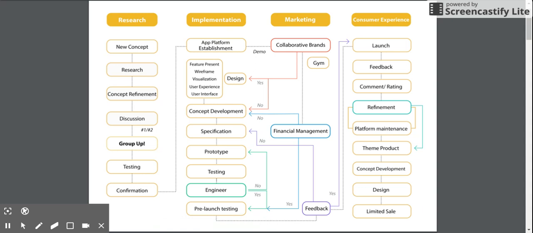In this unit, I have done some basic research about the enterprise model. As you can see, I separate this model into four pieces: researching, implementation, marketing, and consumer experience. So, start from research. We're going to start from a new concept or idea, followed by some secondary or primary research.